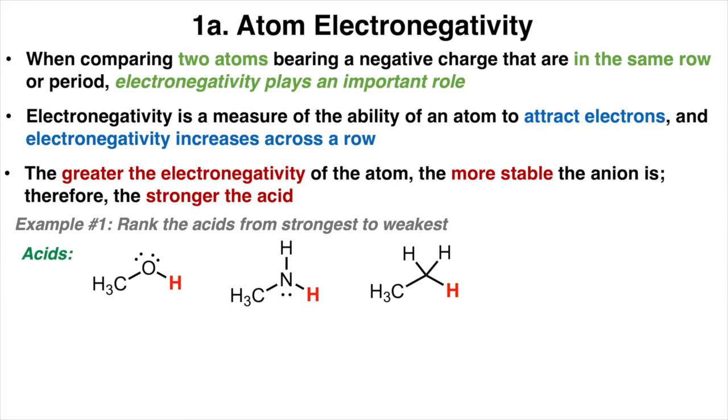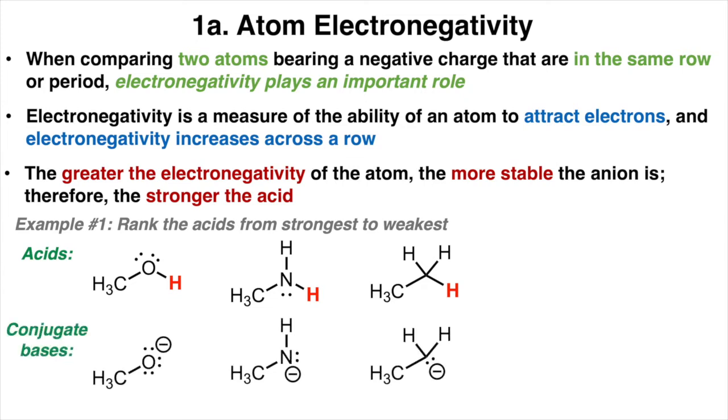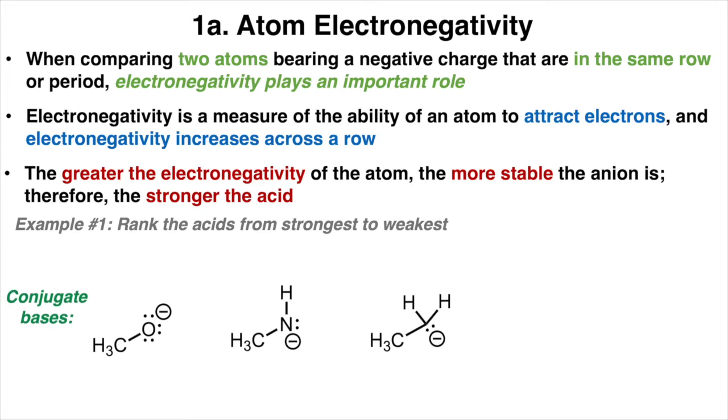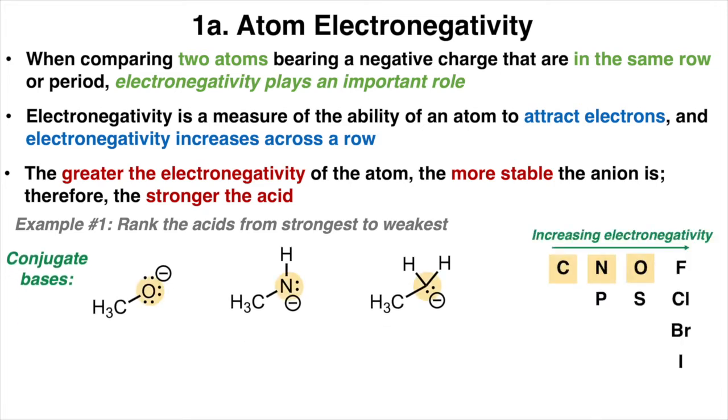First, we have to deprotonate each hydrogen in red to form their corresponding conjugate bases. Now we can compare each of the atoms with the negative charges. If we highlight each of these atoms and look at their positions on the periodic table, we see that carbon, nitrogen, and oxygen are all in the same row. Based on the electronegativity trend, carbon is least electronegative while oxygen is most electronegative of these three atoms.